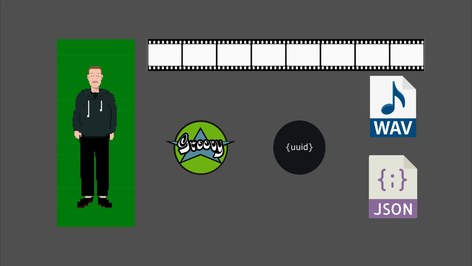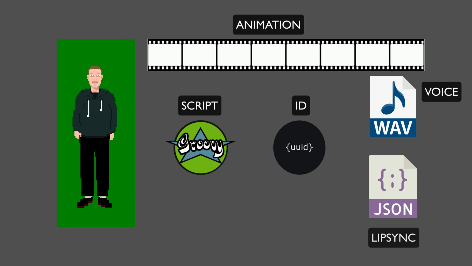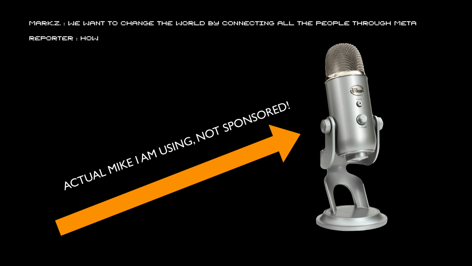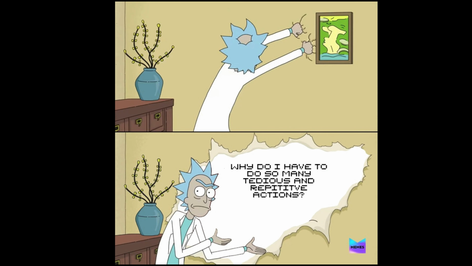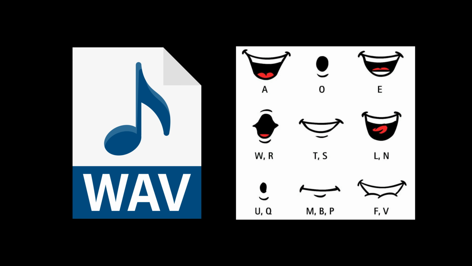Let's take a look at what a typical voiced character needs in matter of assets. We want to change the world by connecting all people through meta. What I did first was to write down all dialogue. Then recorded that line of dialogue multiple times and picked the best one. But it bothered me that I needed to put the text with the corresponding UID in the script that matched the wave and mouth cues. Instead of that, I wanted to process them in bulk.